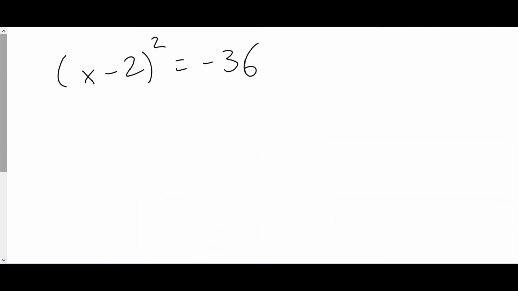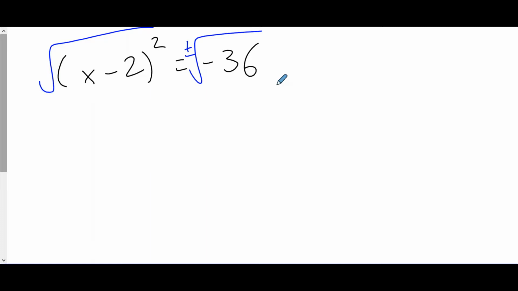How about this one? The same setup as the last one. I have this whole quantity squared, but I still have the squared part isolated, so I can start by taking the square root of both sides. And I want to take the square root of negative 36 here, so what's that going to be?